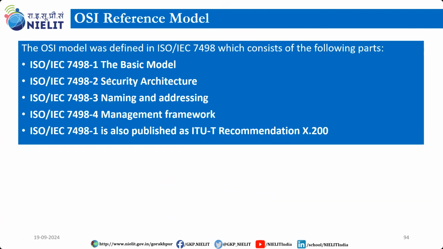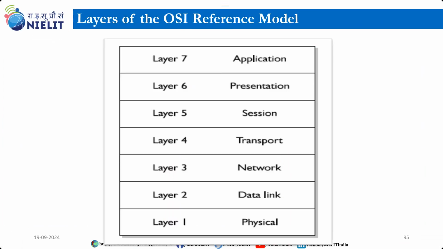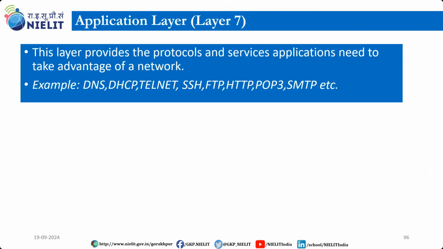You can go through this ISO OSI reference model, and this is the layer-wise naming. Layer 1 is the physical layer and layer 7 is the application layer. Now coming to each layer, what is the function of each layer? How many protocols, how many services are there, and which types of services are related to a particular layer?